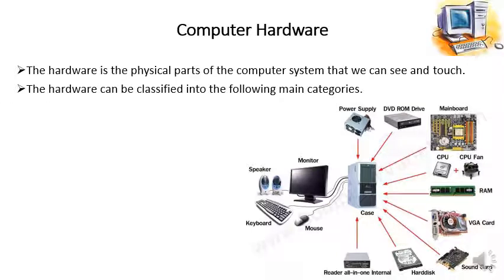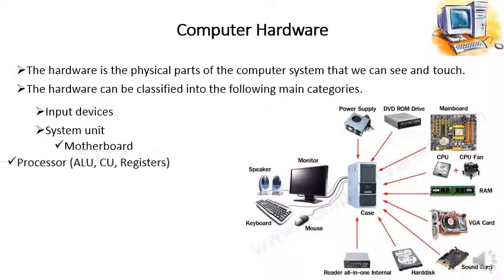The hardware can be classified into the following main categories: input devices, system unit, motherboard, processor. This means that the system unit encloses the motherboard and processor. These are the two main parts of a computer which are enclosed inside the system unit. You have already studied all these things in 7th class, I believe.